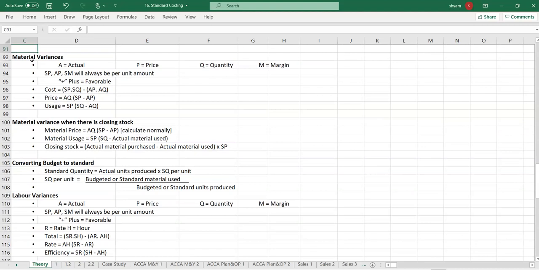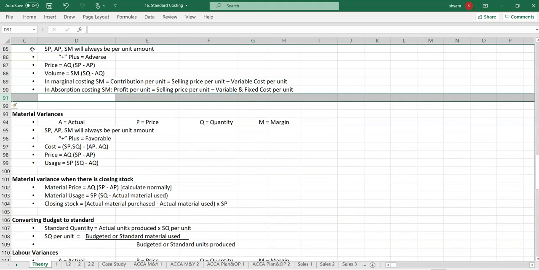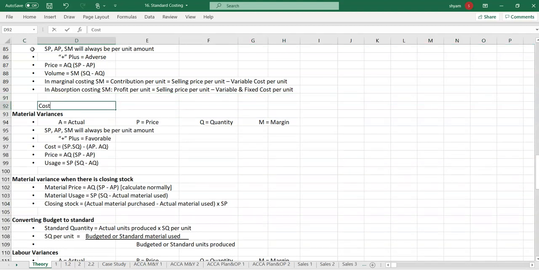So let's look at the second variance here. These variances from here on are called cost variances. This is the formula. Cost refers to the total cost, for example the material cost variance. It can be split into two things here: price and usage. Cost is something like the total. If you add both of these, you will get this as the total.